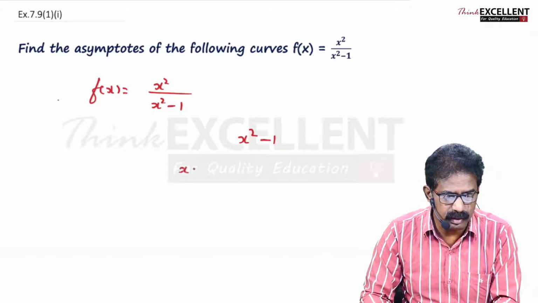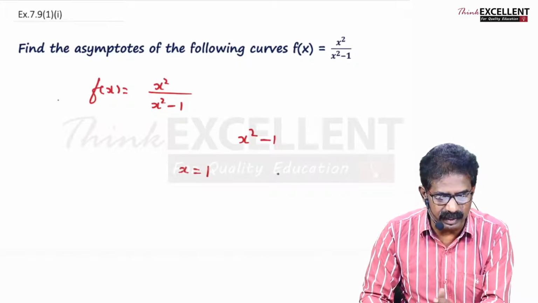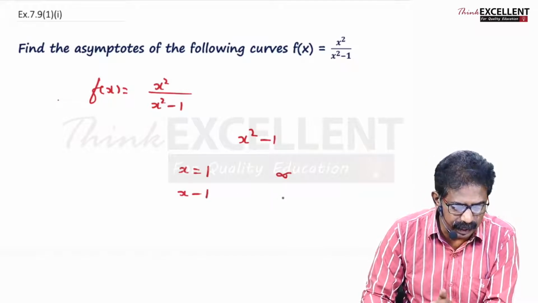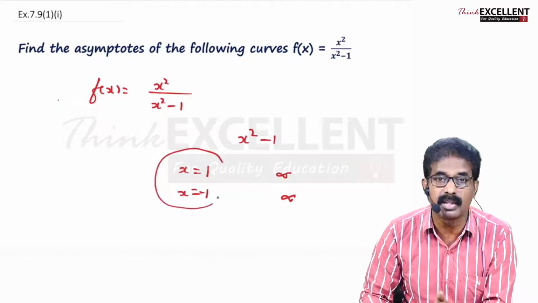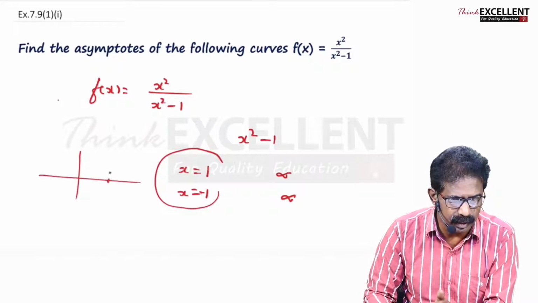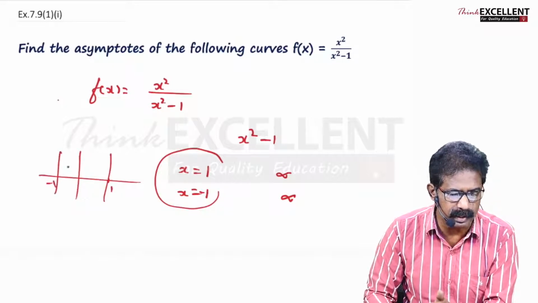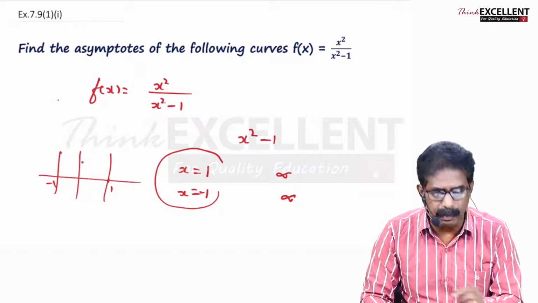So when x is equal to 1, you take the limit. Your answer is infinity, right? When x is equal to minus 1, you take the limit. Again, your answer is infinity. So both x equal to 1 and x equal to minus 1, x equal to constant. Please listen. x equal to constant, that is the vertical asymptote, right? x equal to 1 and x equal to minus 1. So there are two vertical asymptotes, x equal to 1 and x equal to minus 1.